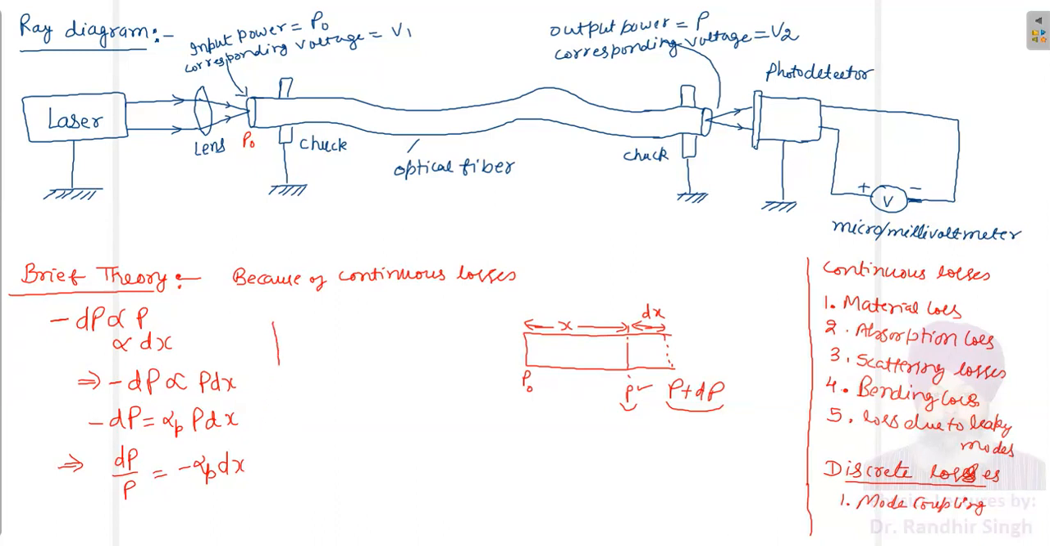If we integrate it from x equal to 0, here the value of x is 0, here the value of x is x. If we integrate dP by P, here the power was P0 and here the power is P, it will be equal to minus alpha P integral of dx from 0 to x. So this will become log of P upon P0 equal to minus alpha P x.